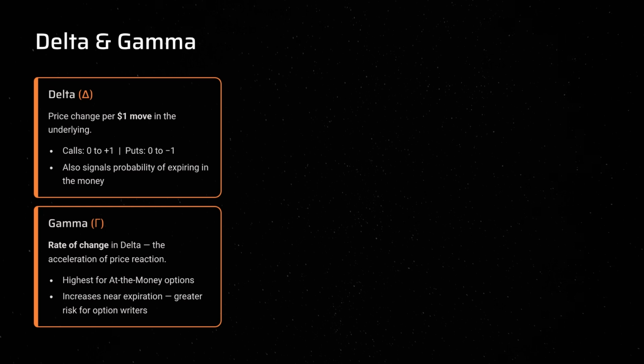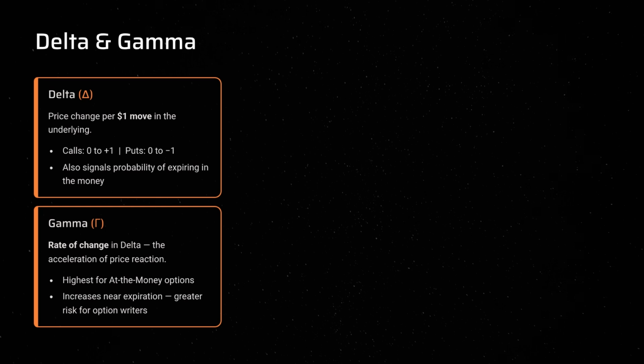Delta can also be seen as the probability that an option will finish in the money. Gamma tells us how delta itself changes as the stock moves. Think of it as the acceleration of the option's price. A high gamma means delta reacts faster, making the option more sensitive.